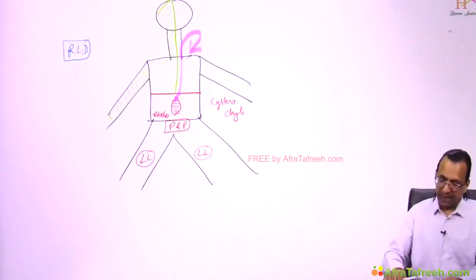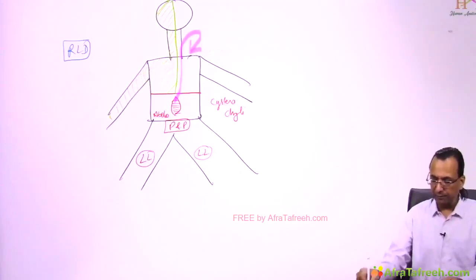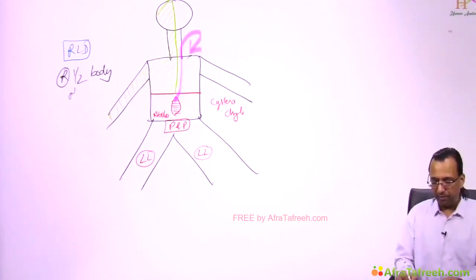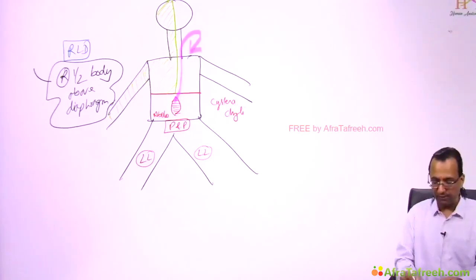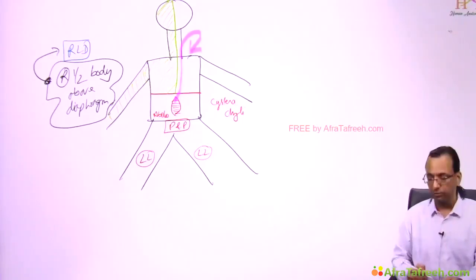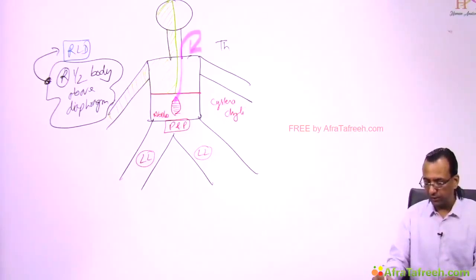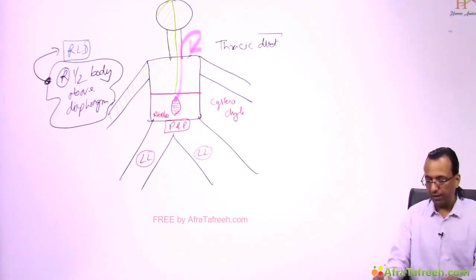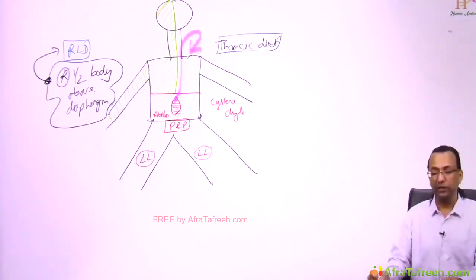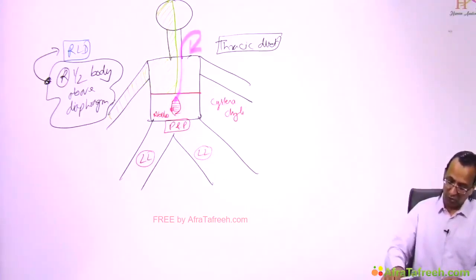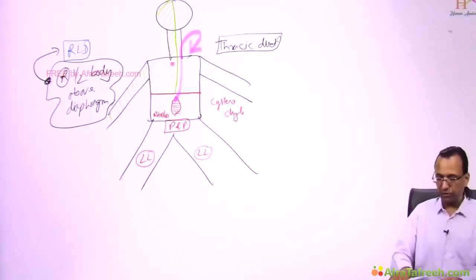Except for the right half of the body above the diaphragm, which is the right upper limb, right thorax and right head and neck, draining into the right lymphatic duct, everything else drains into the thoracic duct, which is running in the thorax and is actually a continuation of the cisterna chyli. So the right half of the body above the diaphragm, which is the right upper limb, thorax, or right side of the head and neck region, drains to the right lymphatic duct.